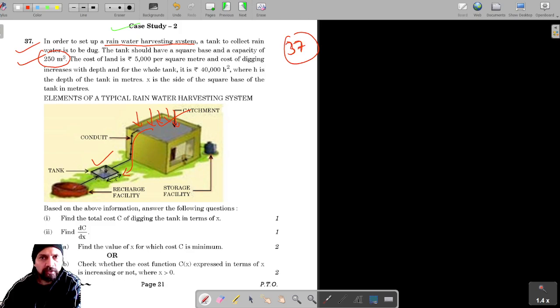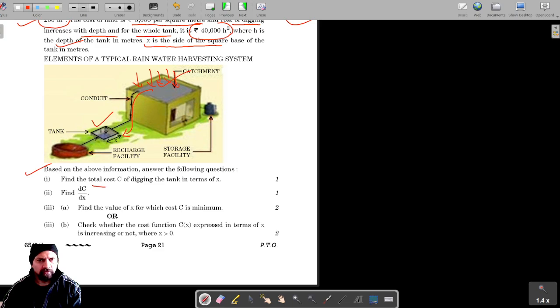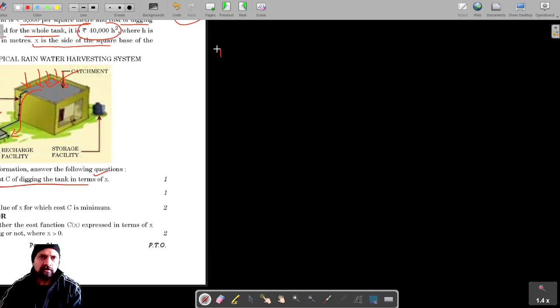And to purchase this much land to dig out the tank which has a square base, the cost of the land is 5,000 per square meter. And the cost of digging increases with the depth, and for the whole tank, the cost of digging is 40,000 h square, where h is the depth of the tank and x is the side of the square base. So this tank has a square base with side x and height h. Now, based on this above information, we have to answer the following questions. We have to find the total cost of digging in terms of x. So the total cost of digging in terms of x.